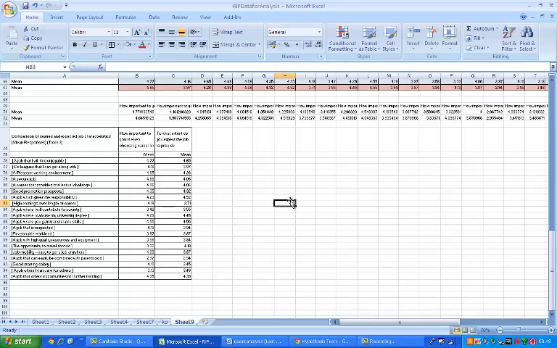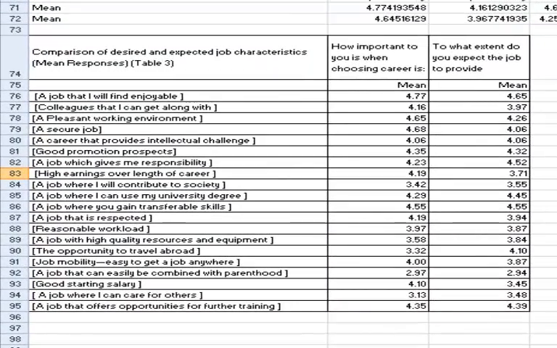So far, we've calculated how important students think each of the different factors are in terms of choosing a career, and we've also calculated to what extent they would expect each characteristic in their job. And remember, we scaled these with not important as number 1 and very important as number 5. So looking at the data, we can see there are a few differences, but not massive differences here. We need to know if those differences are significant. And to do that, we're going to use hypothesis testing.